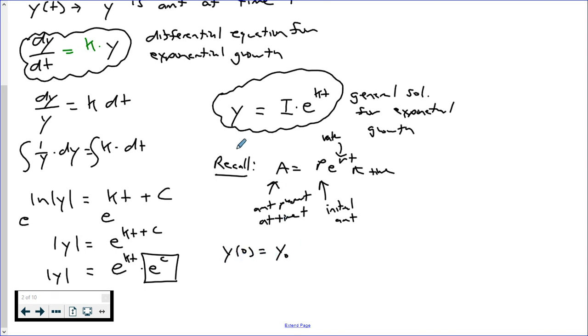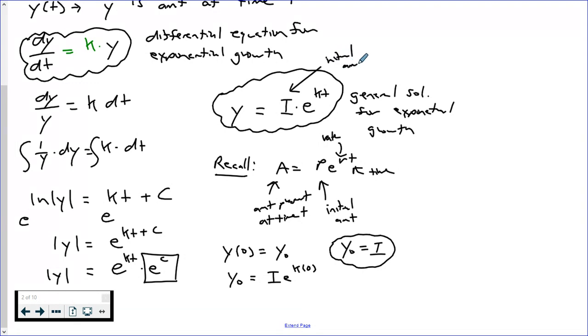Let me plug this point into here. So y naught would go in for y, and 0 would go in for t, for time 0. And if you think about this, k times 0 is 0, e to the 0 is 1, you end up getting that y naught equals I, which is kind of interesting. That's what we remember as P, the principal, the initial amount. Well, guess what? I, that value in front, is representative of the initial amount that you start with: initial amount of money you put in the bank, initial population, initial number of bacteria in a petri dish, whatever it actually is.